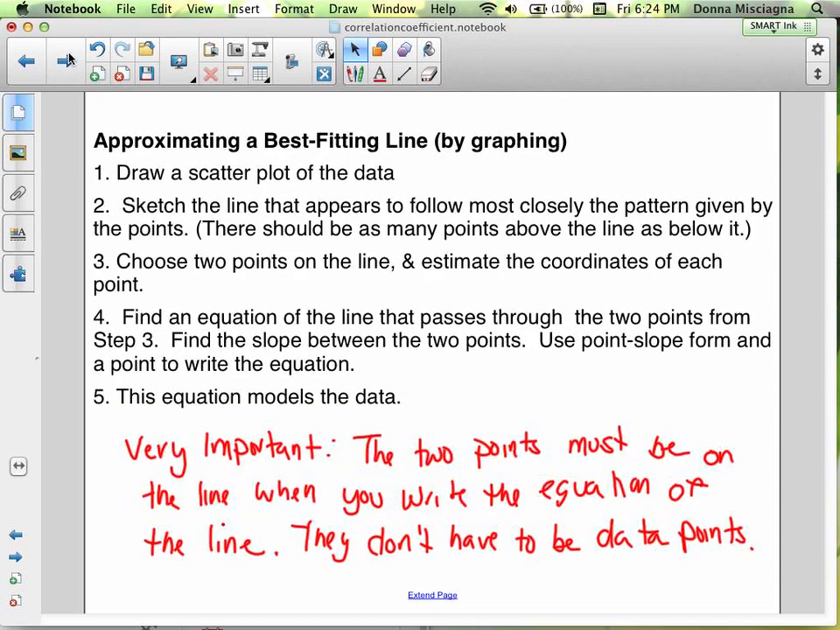And let's look at the steps. We'll come back and define those two words in your notes, but let's look at the steps here. So, approximating a line of best fit by graphing. And these are the steps for graphing. These are going to be by hand.